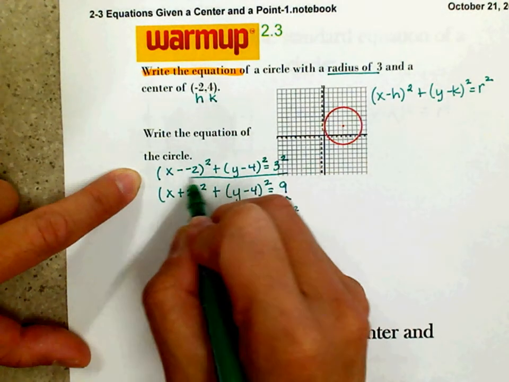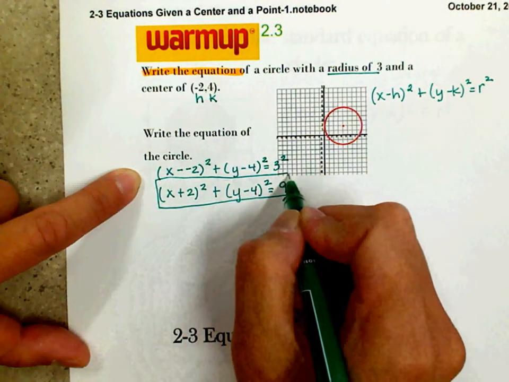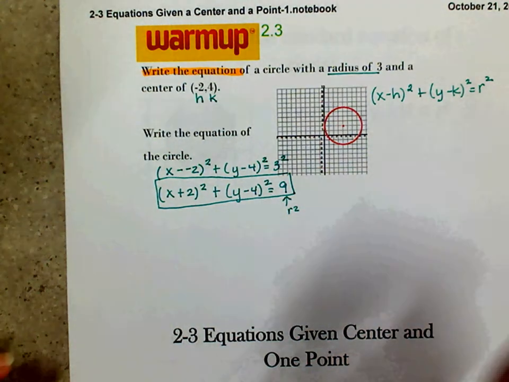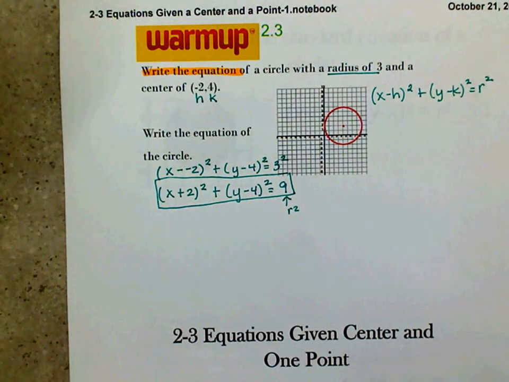Okay? So if you're trying to find r, you have to take a square root. And there you have the equation of that circle with the center. Okay, make sure you take a picture of this and submit it online in Google Classroom.